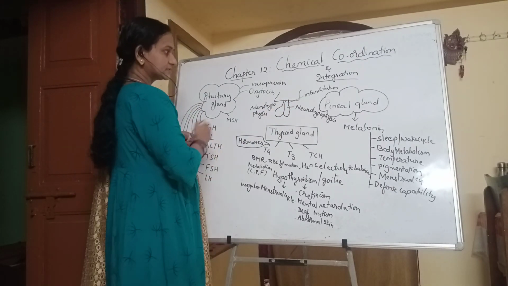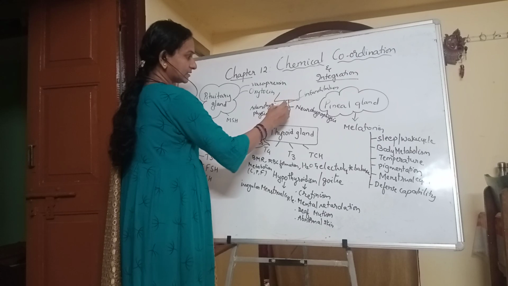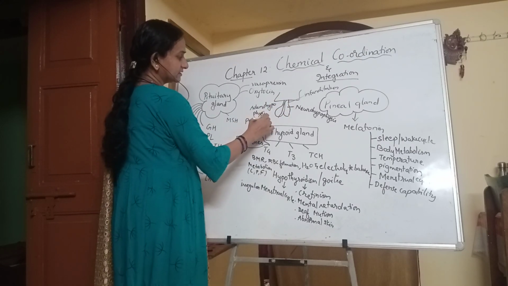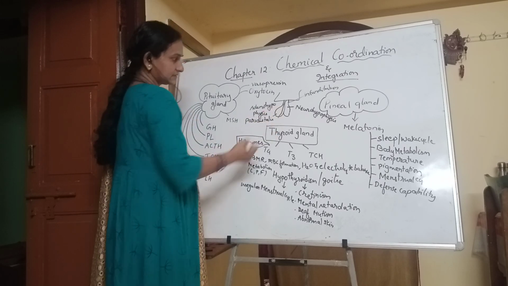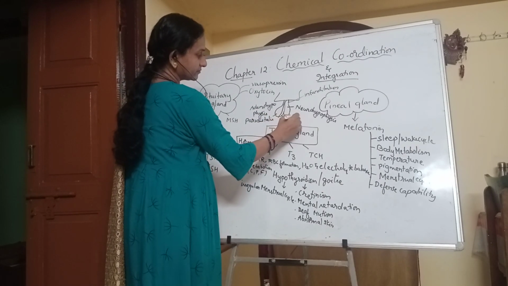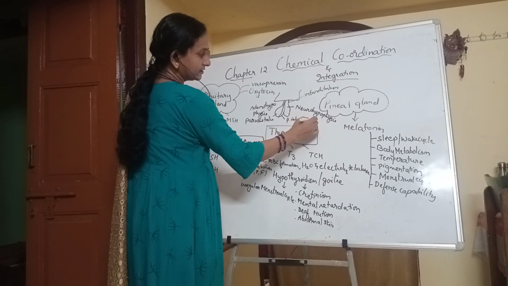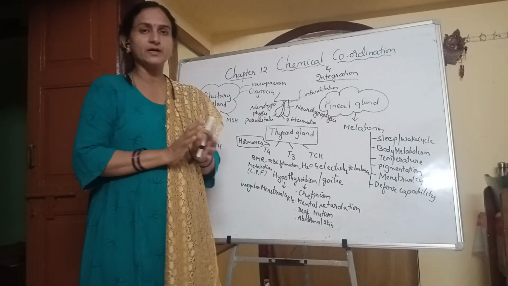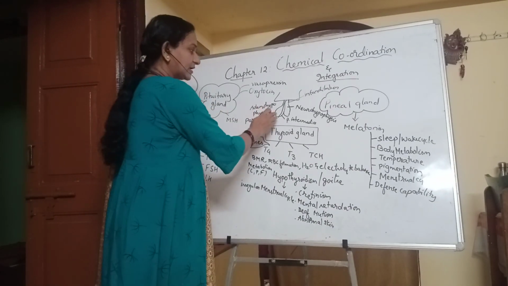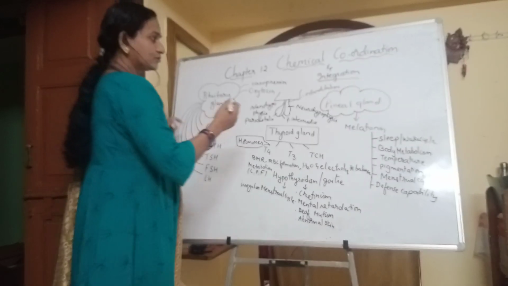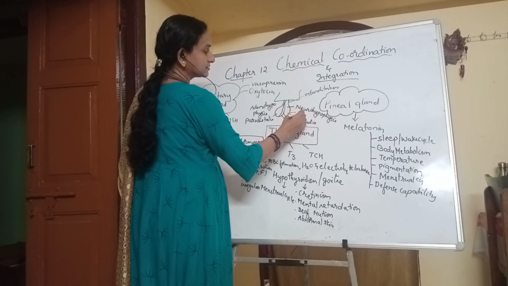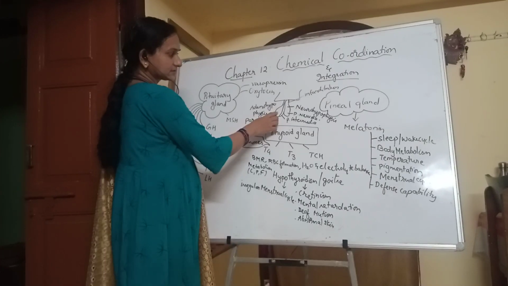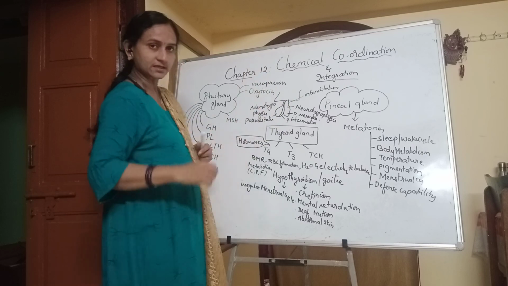This adenohypophysis is again divided into two parts called pars distalis, the distal region, and pars intermedia. In human beings, there is no clear-cut differentiation between pars distalis and pars intermedia. Both of them lie very close to each other. And neurohypophysis is also called pars nervosa. I repeat, pars distalis, pars intermedia, and pars nervosa.